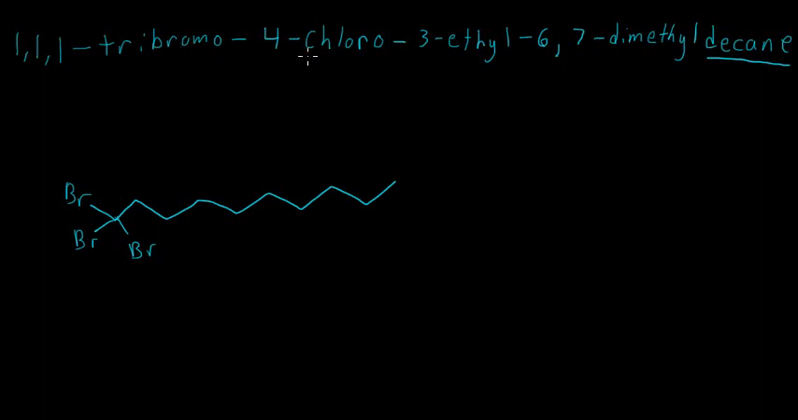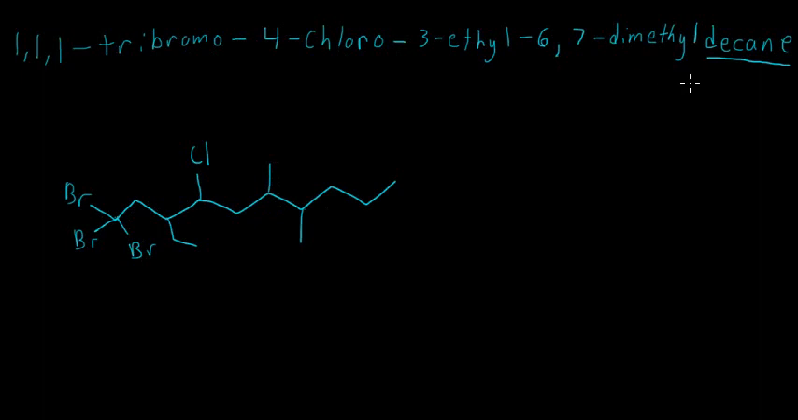And then we have 4-chloro, so 1, 2, 3, 4. This is the 4th carbon. It's going to be a chlorine. 3-ethyl, so 1, 2, 3. We have an ethyl coming here. So eth is 2 carbons, and then we have a 6,7-dimethyl. So 1, 2, 3, 4, 5, 6. This is where the first methyl is going to be, and then 7, that's the second methyl. So that's how you draw that compound.